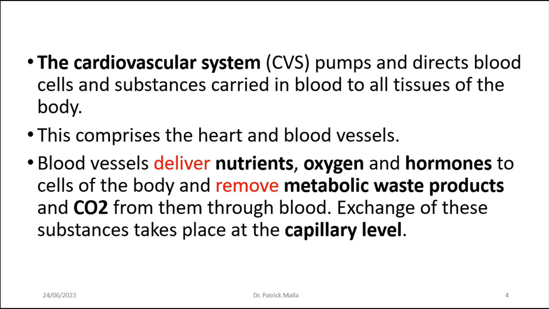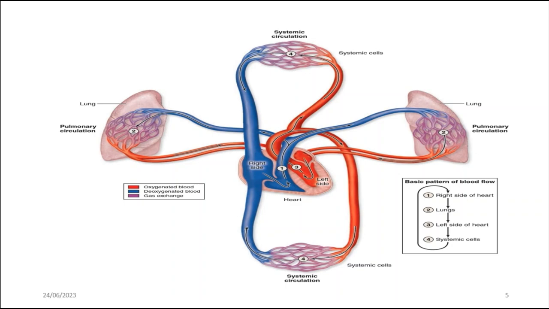So what we're able to see here is just a diagram. This is the heart, and the vessels that are in blue here, these are the veins. They are in blue because they are carrying deoxygenated blood. These vessels here are the arteries. They are red because they are carrying oxygenated blood.